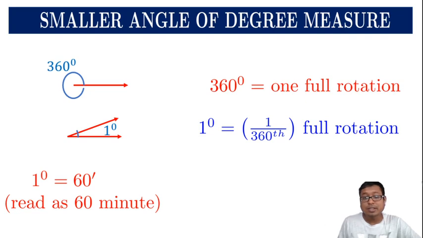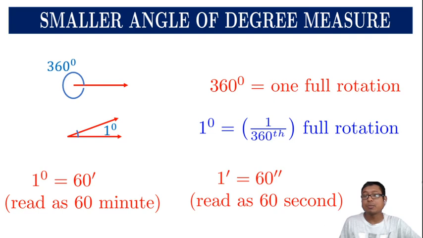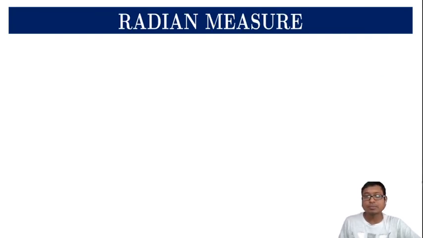Again, this minute can be divided into smaller divisions. That can be seen here. 1 prime is equal to 60 double prime. That means 60 second. Double prime represents second, single prime represents minute.